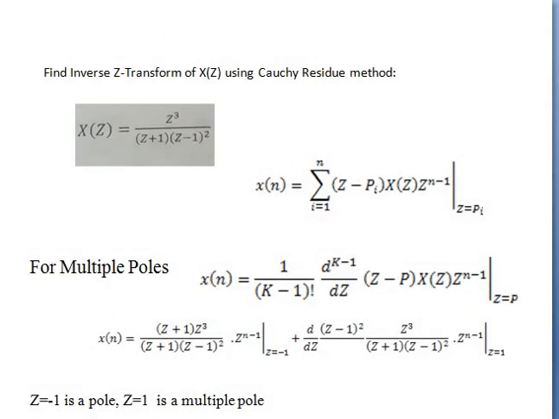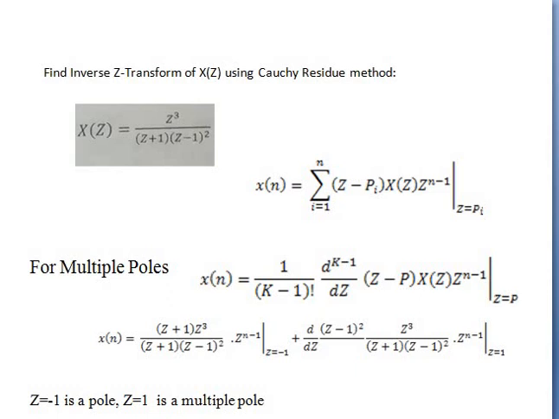Then find the inverse z transform of x of z using Cauchy residue method. Given x of z equal to z cube divided by z plus 1 into z minus 1 the whole square. Here z plus 1 is a single pole and z minus 1 the whole square is a multiple pole.